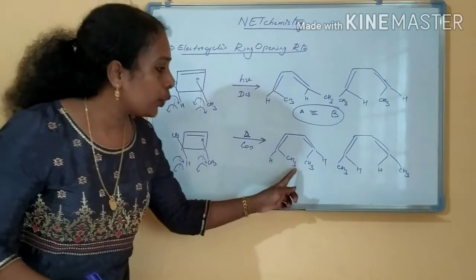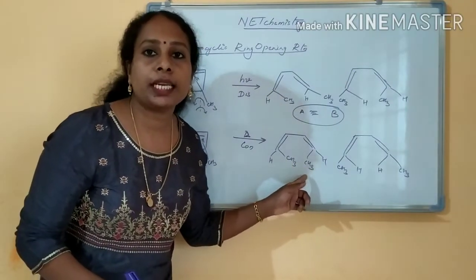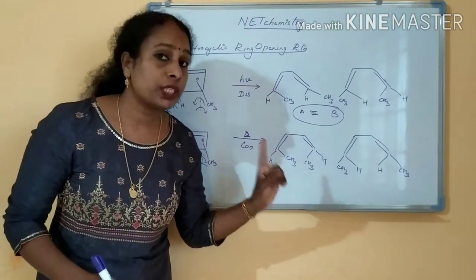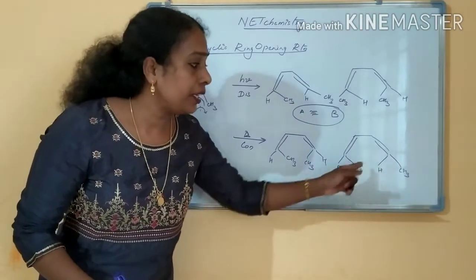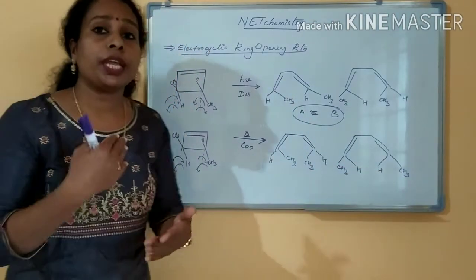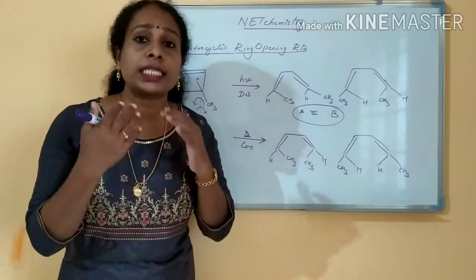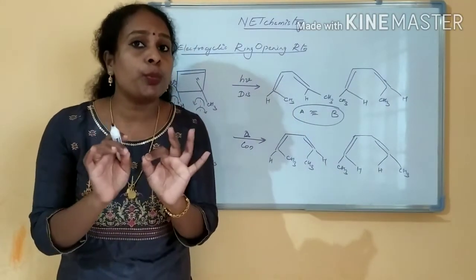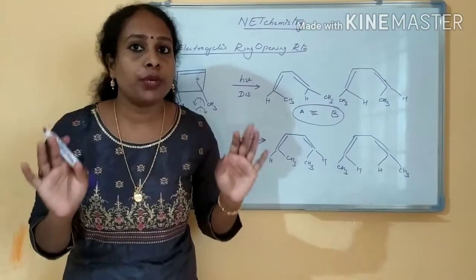If you see, two CH3 groups are sterically crowded in the first rotation, and here it is not sterically crowded. So you have to choose the rotatory mode in such a way that the bigger groups always stay far away from each other.